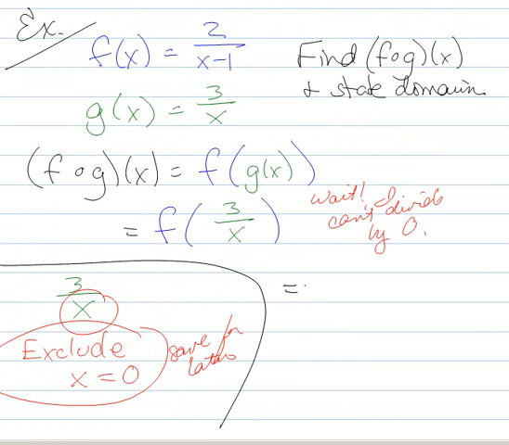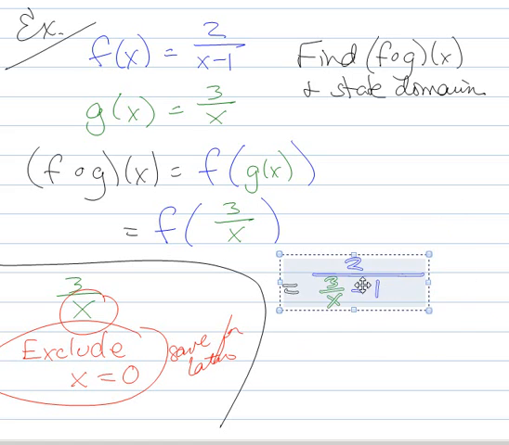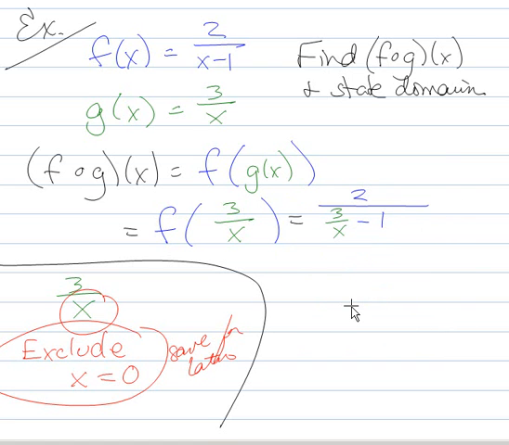So I've got f of g of x, of 3 over x. So I'm going to use the f function. And everywhere I see an x, I'm going to put g of x. So I have 2 over (3 over x) minus 1. All right. Now I've already taken care of that g of x. So I've got f of g of x is 2 over (3 over x minus 1).